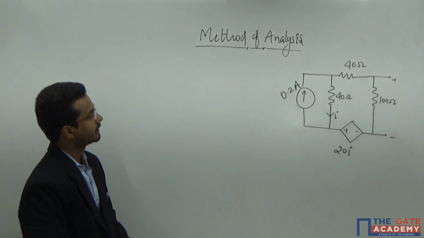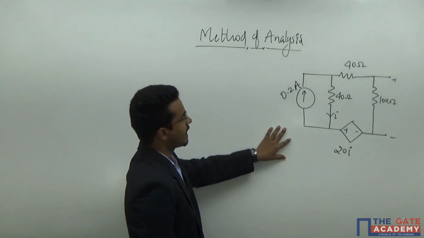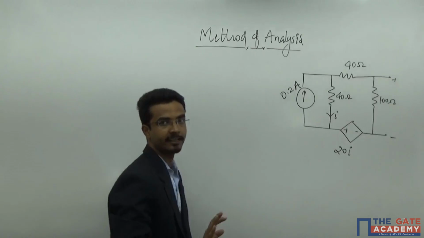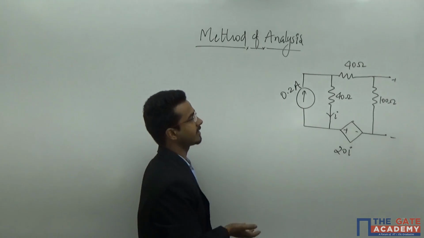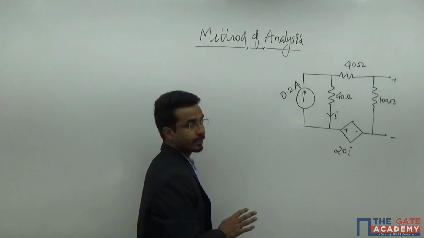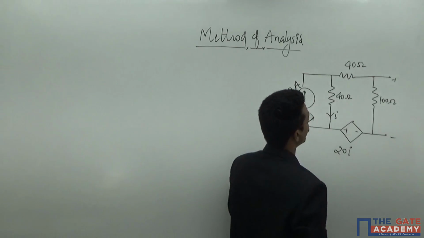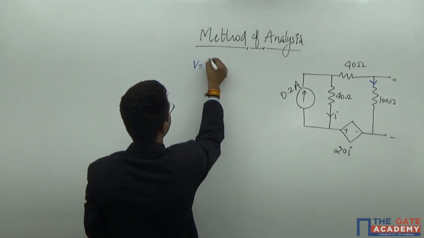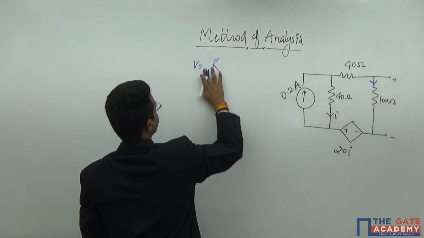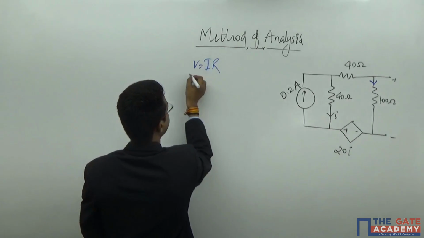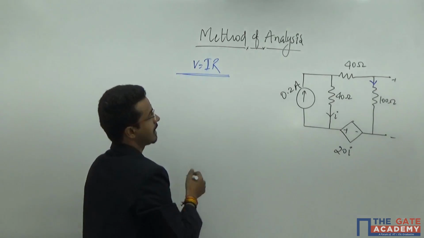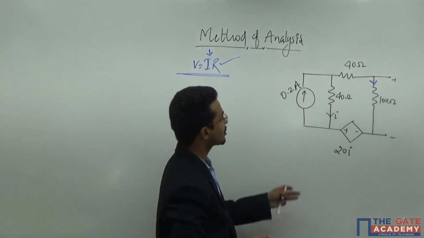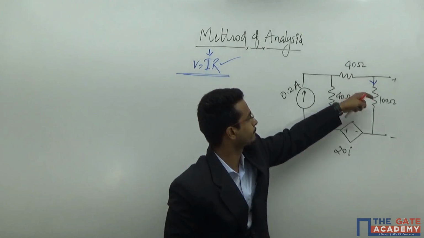Now here, this is a question of network analysis, and I want to know the potential across this 100 ohm by mesh analysis only. I will try to apply the mesh analysis here. If I want to define the voltage here, I should know the current across this. Then only V is equal to IR I can apply. Here I will not take small i because the small i is already there. I know the value of R only, but I don't know the value of I. That means with the mesh analysis, I will calculate the current here.